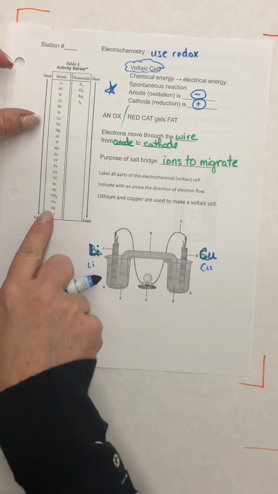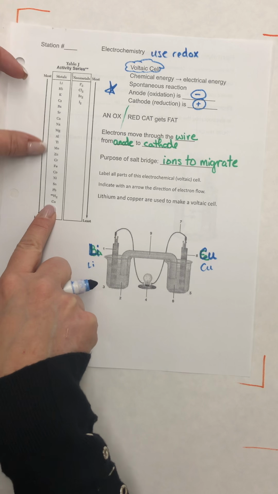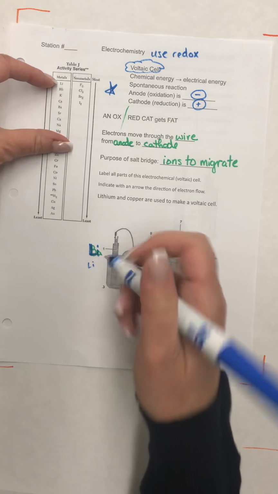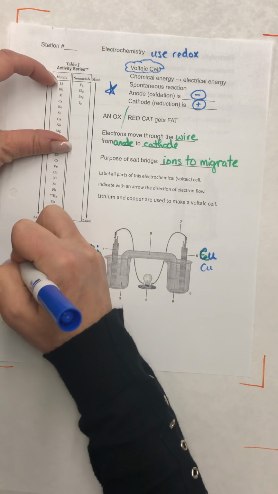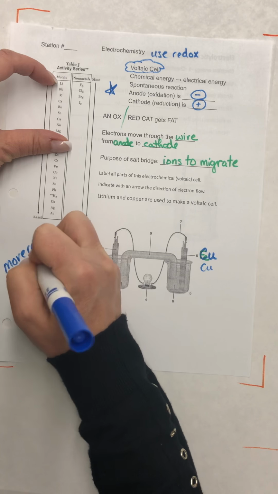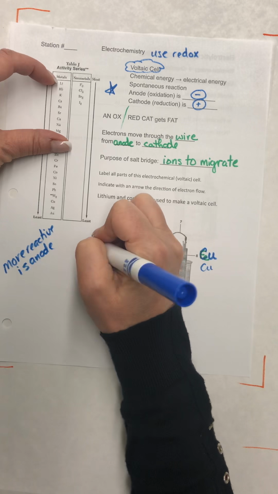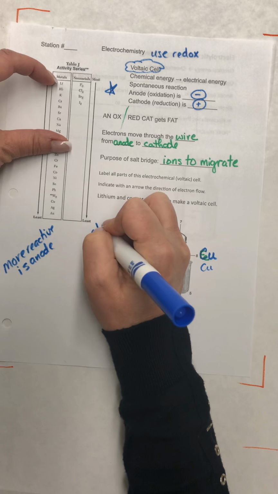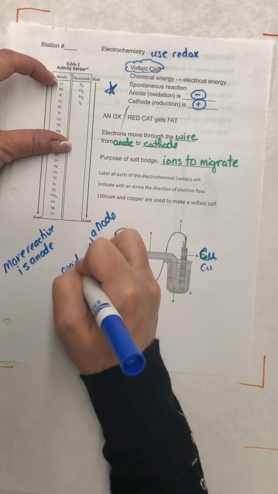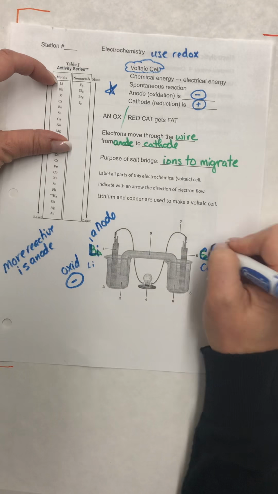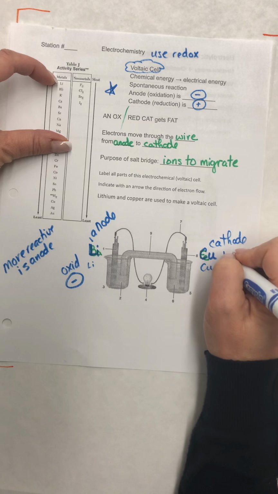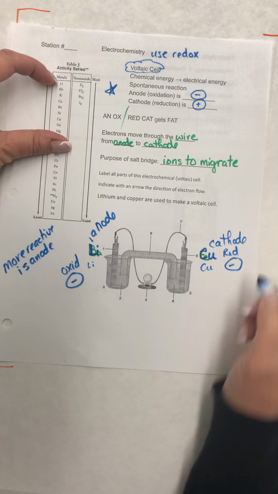I want to figure out which one is the anode. So I'm going to go on to Table J. Copper is here, and lithium is up at the top. The more reactive metal is the anode. So this guy, lithium, is the anode. It's going to be oxidation, and it's going to be negative. This guy is the cathode. It's going to be reduction, and it's positive.